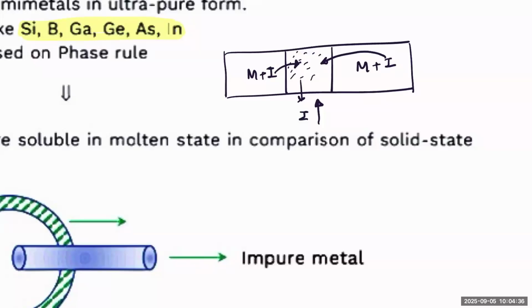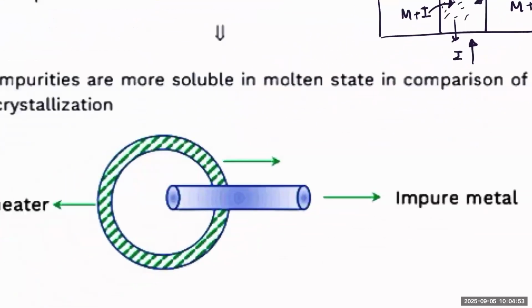Because of that, here you will start noticing more impurities, and on the left side and right side, you will have fewer impurities. Got it? So this is how you do it.